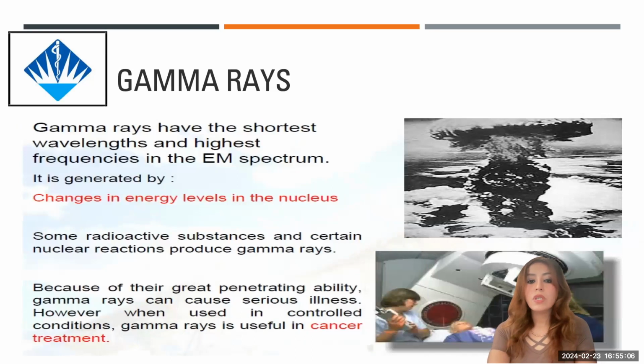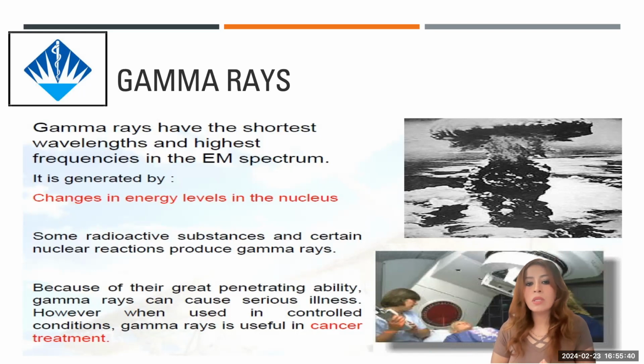Gamma rays have the shortest wavelength and the highest frequency in the electromagnetic spectrum. They are generated by changes in energy levels in the nucleus. Some radioactive substances and certain nuclear reactions produce gamma rays. Because of their high penetrating ability, gamma rays can cause serious illnesses. Also, we can use them in some medical imaging methods we will talk about in our following courses.